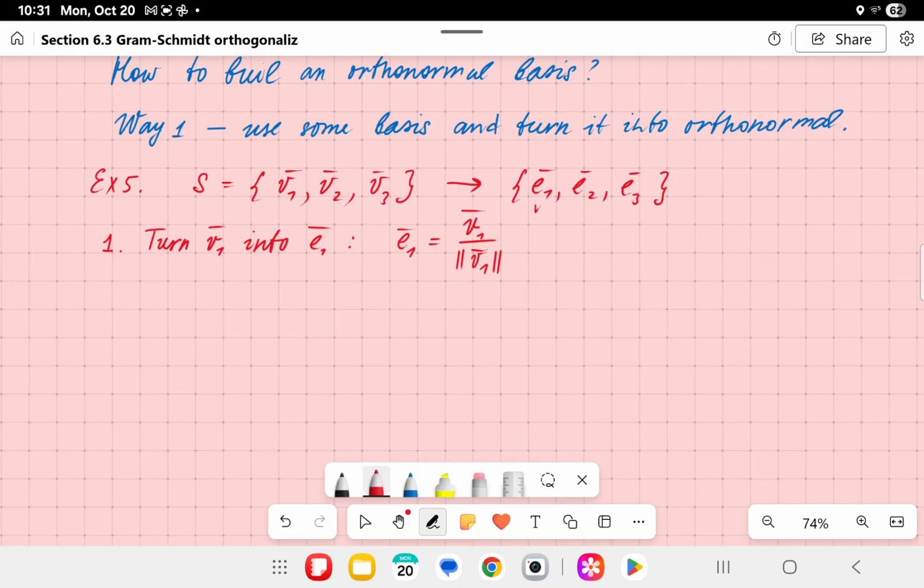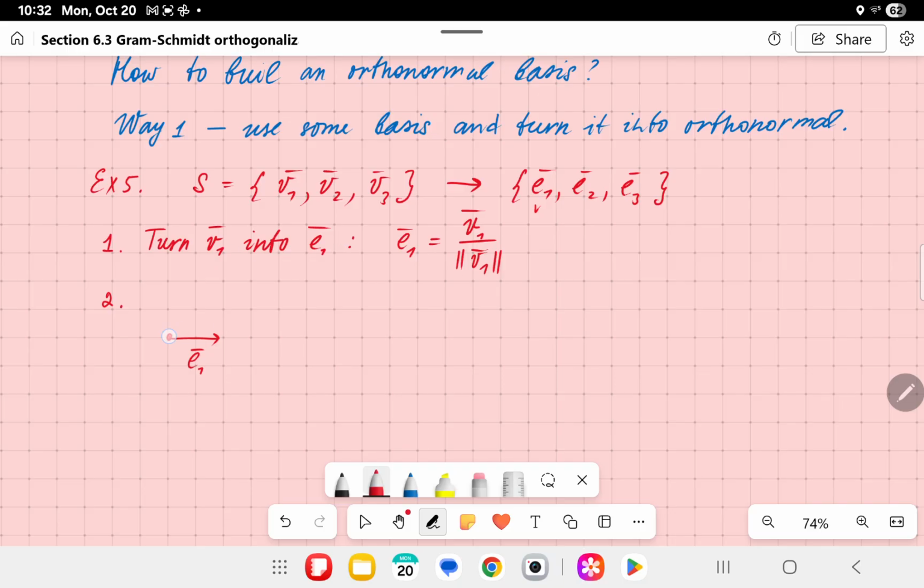What is going to be next? Next, guys, we will need to find an orthogonal vector. How am I going to do it? I'm going to use vector v2 for that. I'm going to draw a picture. Imagine that vector e1 was already produced from v1, but it's already normalized.